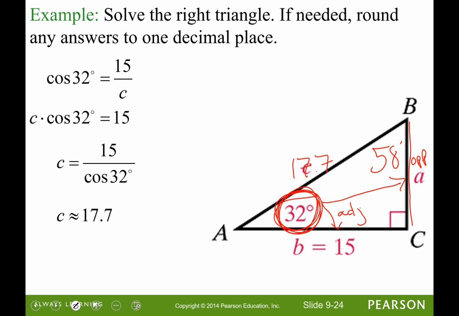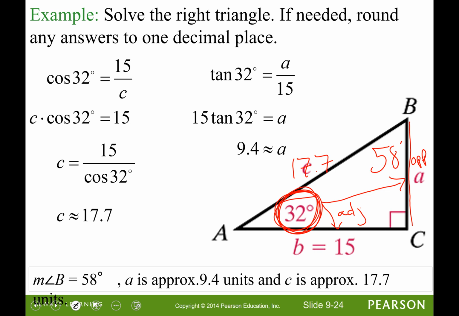Which trigonometric function deals with opposite and adjacent? If you said tangent, you got it right. So we would write that equation, tangent of 32 degrees is equal to A over 15. Okay, we need to solve for A, so we'll multiply both sides by 15, giving us 15 tangent 32 degrees for A. And then we will type that into our calculators. Type 15 tangent 32, run that, and that gives us A is approximately 9.4 linear units.